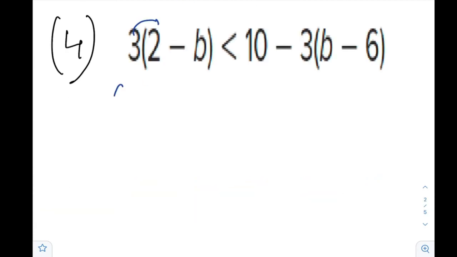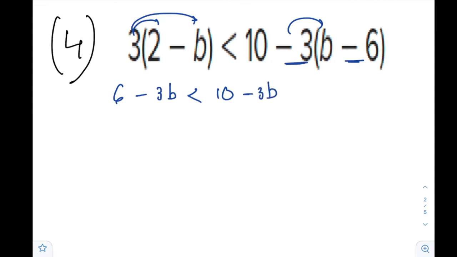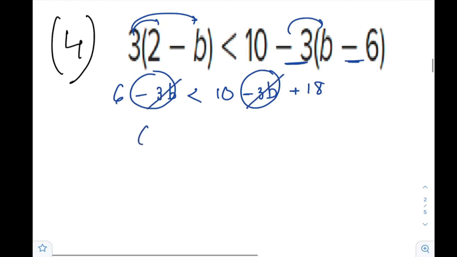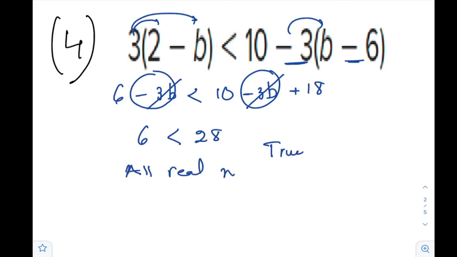Let's see here. 3 times b, negative 3b, less than 10, minus 3b, so minus 3b, and minus 3 times minus 6 is positive 18. We can see here that we have minus 3b exactly existing both sides, so we can cancel them. Then we end up with 6 less than 10 plus 18 is 28. We have only numbers. Let's compare. Is 6 less than 28? Yes, it's always true. So our solution will be all real numbers.